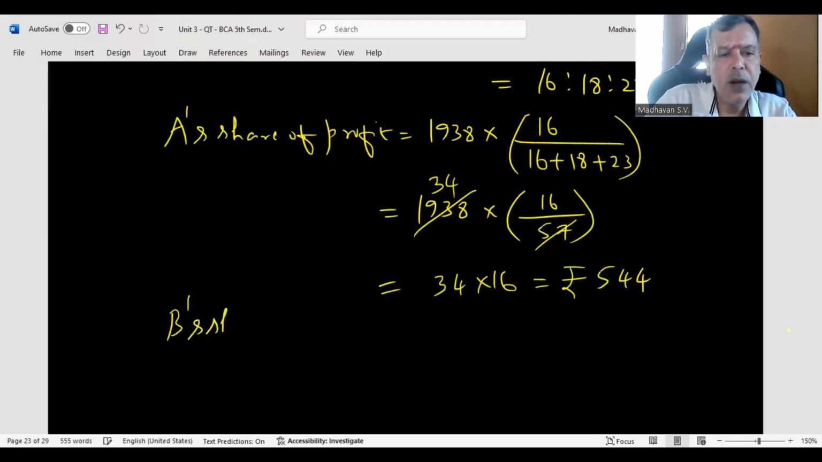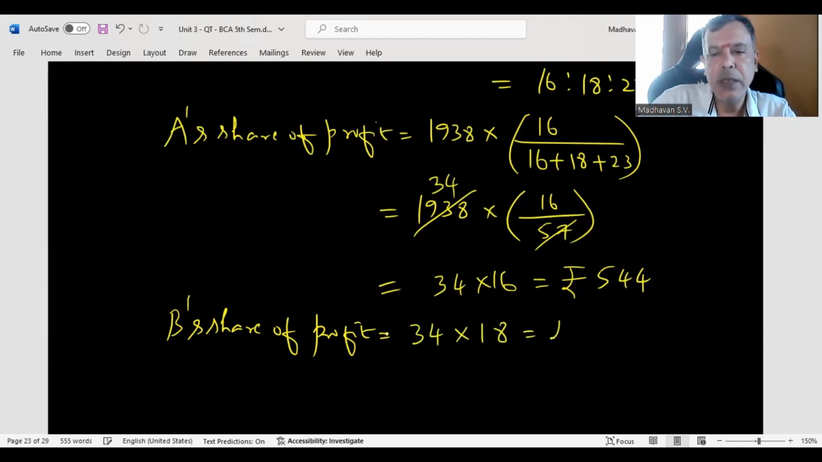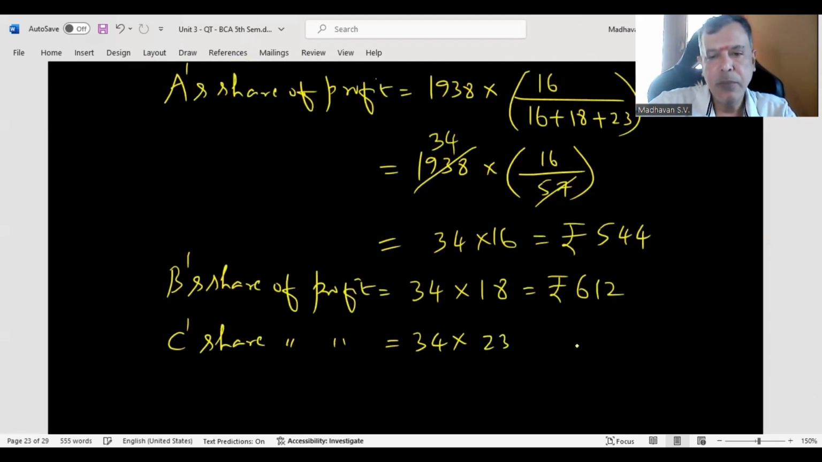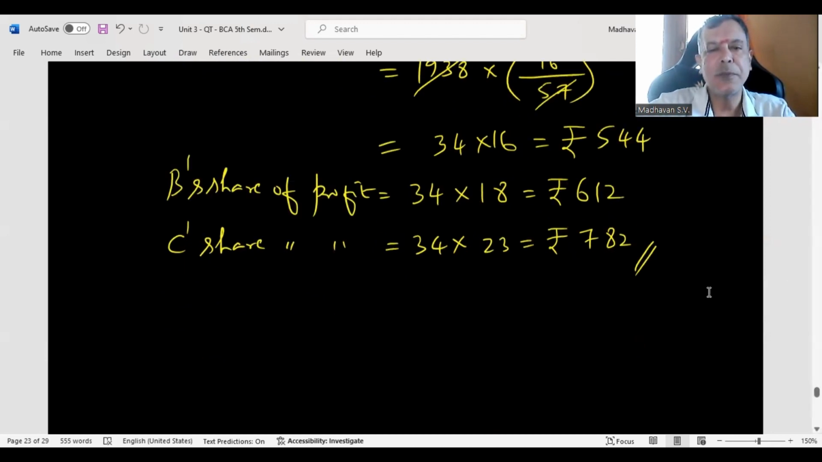Means B's share of profit. Now, we need not write 1938 and 57 because these two are divisible and you got 34. Simply multiply it with 18 to get rupees 612. Similarly, C's share of profit will be 34 multiplied by, in the ratio it is 23. So 34 into 23, we get 782. That is the solution for this question. Let us move on to the next.